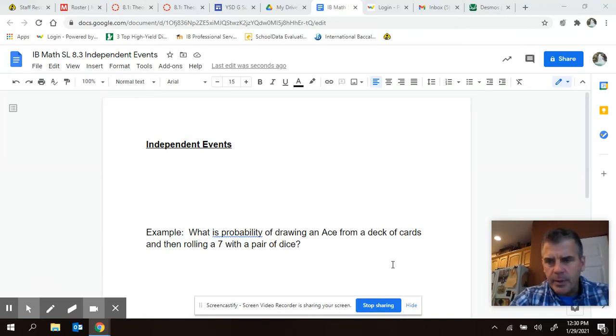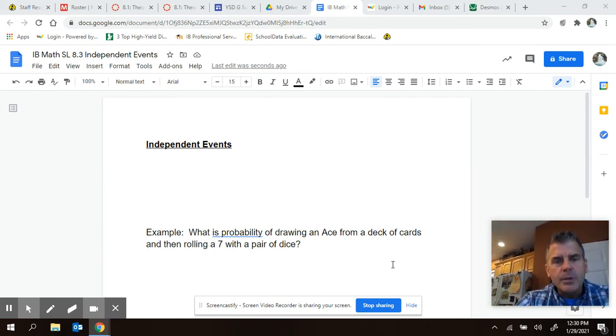We are looking at independent events. This is involved with lesson 8.3. We're going to define independent events, and I'm going to give you an example of how it works with figuring probabilities. So first of all, an independent event means that the outcome of one event does not impact the outcome of another event. So we're really dealing with two or more events at the same time.